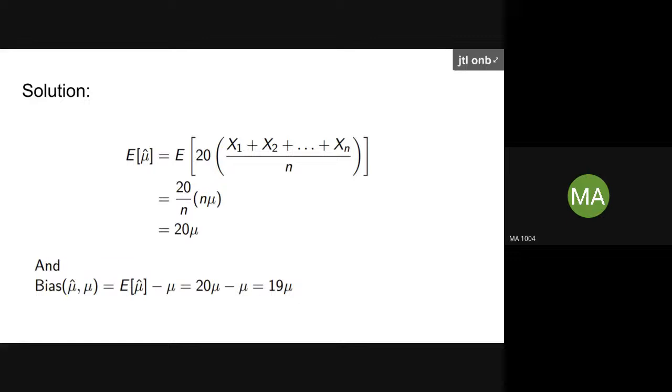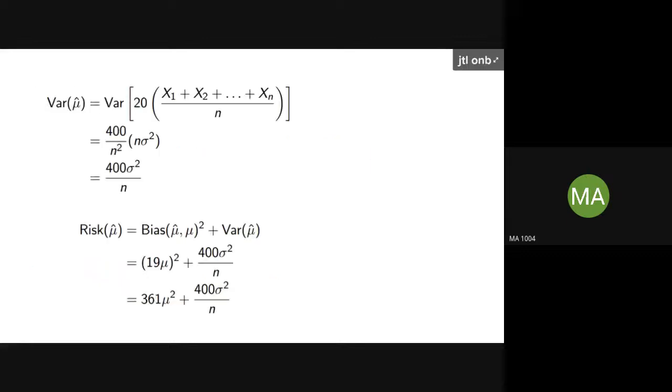Okay. So yeah, this is halfway through. We are halfway through. We computed bias, so we are yet to compute variance. So how do we compute variance? So variance of mu hat I have to compute. So mu hat again is given to be 20 times x1 plus x2 and so on xn by n.